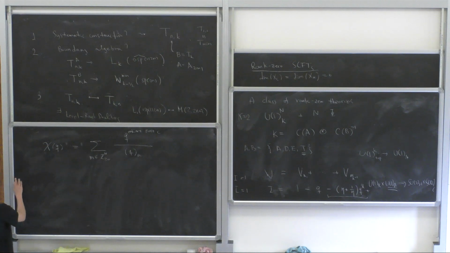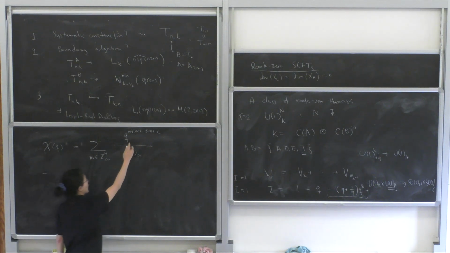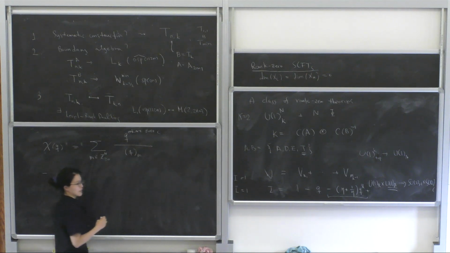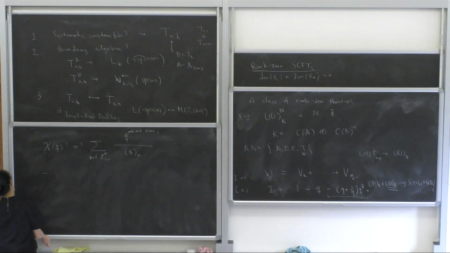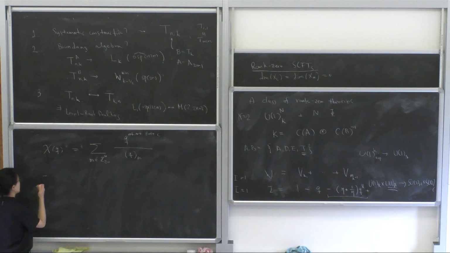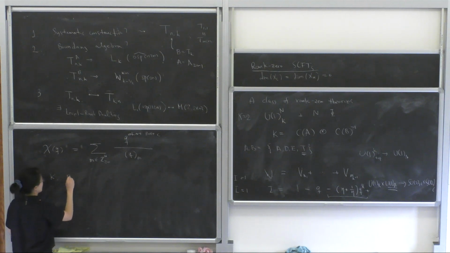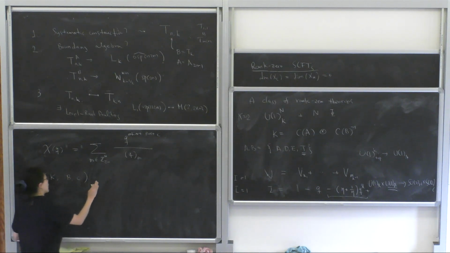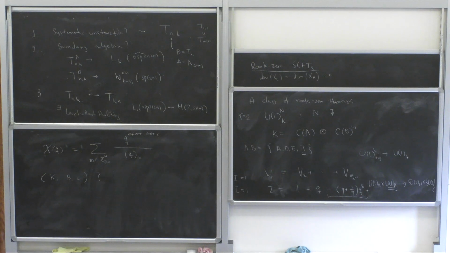So you can ask the following questions. Here K is the n by n matrix, B is the dimension n vector, and C is some rational number. Many RCFT characters take this form. So we can ask for which triple K, B, C this chi Q is actually a modular function under some congruence subgroup of SL2Z, so that it can be a candidate of an RCFT character. What kind of K, B, C makes this modular?